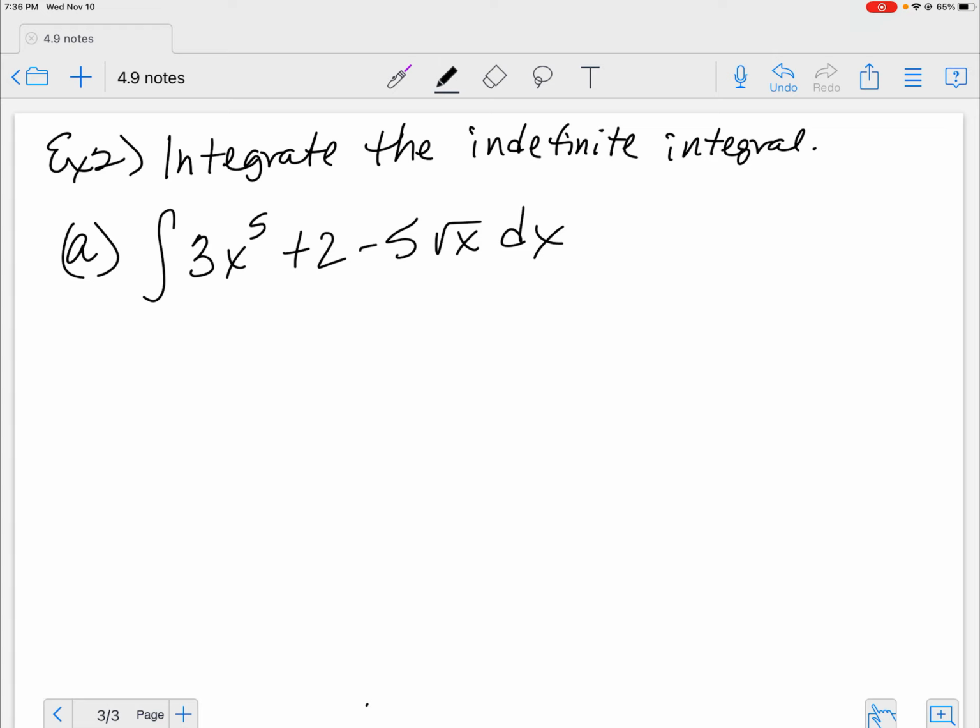Just like when we did our derivatives, I'm going to keep bringing this up because there's a lot of similarities. As soon as you see a radical, what did you do? Change it to that exponent, right? Same thing. We're going to do that again. So I'm actually integrating 3x to the 5th plus 2 minus 5x to the 1/2 power. Don't forget your differential. Got to have that differential.